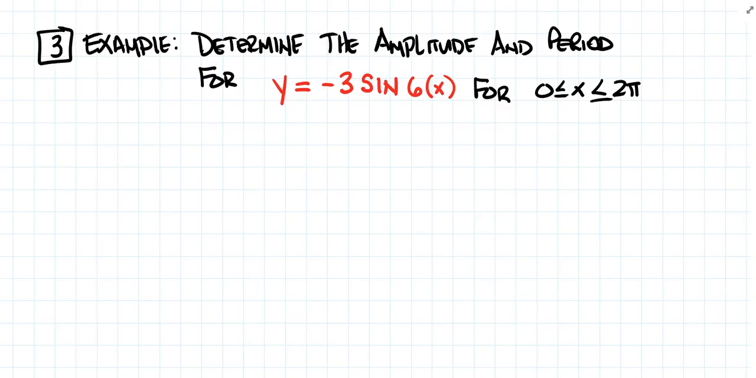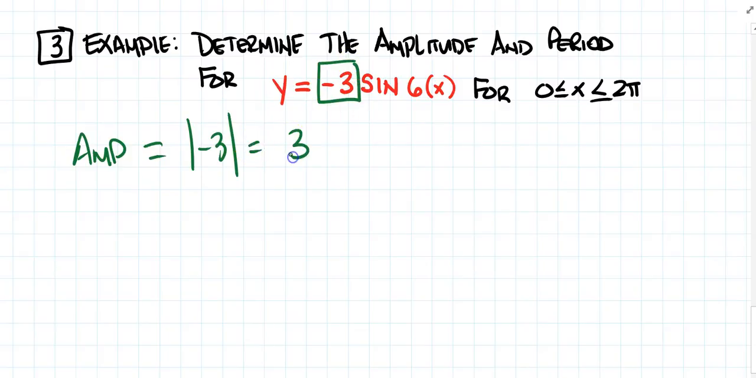Okay, box 3 is another example. We're going to determine the amplitude and the period for the function y equals -3 sine of 6x, only from 0 to 2 pi. Okay, let's start by reviewing the amplitude. The amplitude is equal to the absolute value of -3, which happens to be right here. So that means I'm going to have a value of 3. By the way, that negative sign out in front means I'm going to have a reflection over the x-axis, just like it does in every other graph that we've studied so far. But to answer the question, the amplitude would be a value of 3.